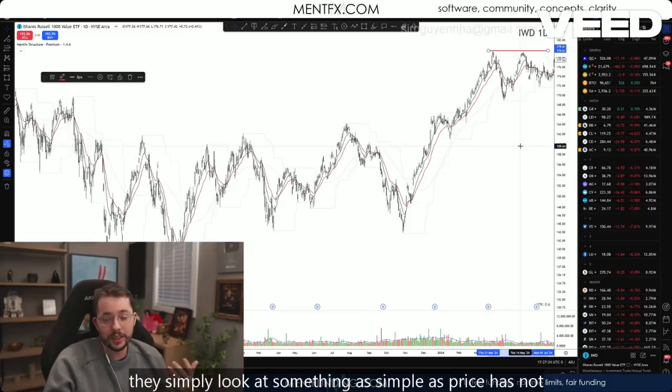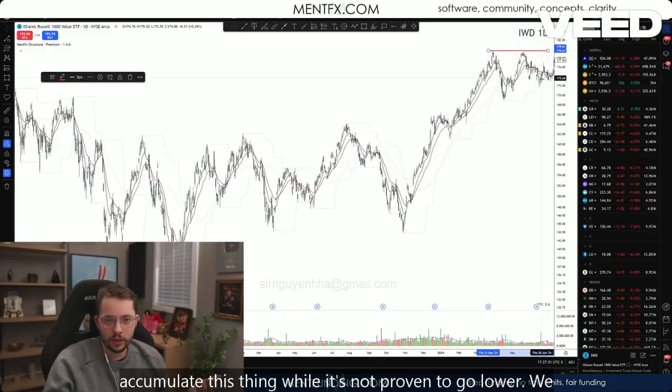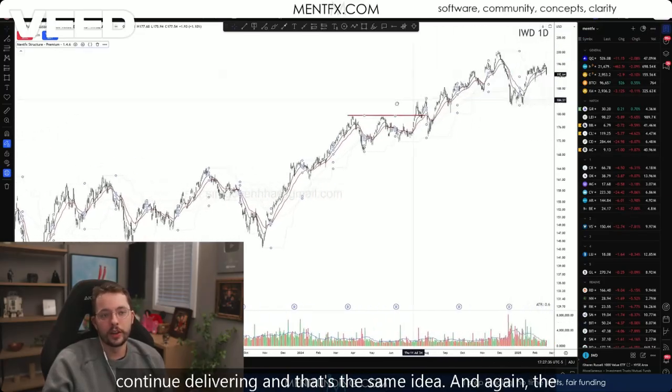And they simply look at something as simple as price has not proven its willingness to go lower. We've continued to accumulate this thing while it's not proven to go lower. We think that if it makes its way through this high, it should continue delivering. And that's the same idea.